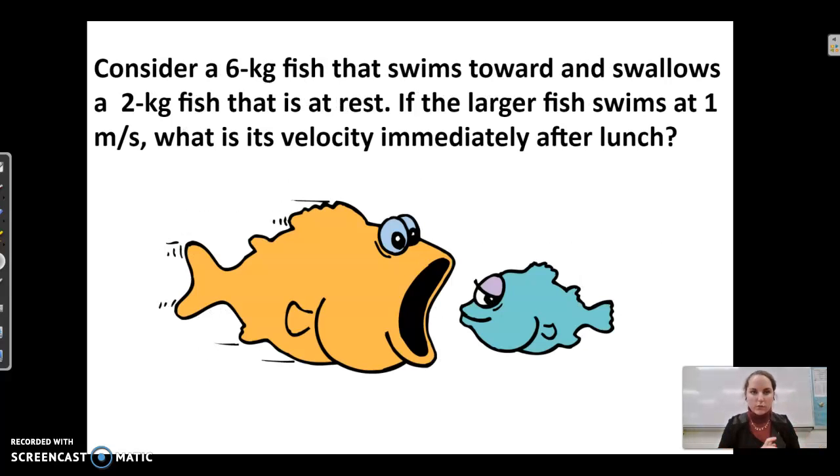One thing that I do want to go over is this one, because I think it's really helpful to get an idea of how these masses combine. So consider a 6 kilogram fish that swims toward and swallows a 2 kilogram fish that is at rest. If the larger fish swims at 1 meter per second, what is the velocity immediately after lunch? Well, the bigger fish goes, oh, the smaller fish, and then it eats it, right? So these masses combined, the eating point would be the collision point, and the masses combined, and then the big fish walks away with a certain amount of velocity. Okay? So again, this is an example of inelastic collisions.